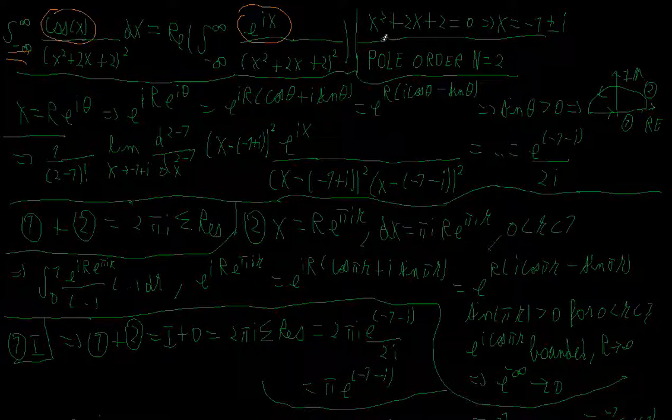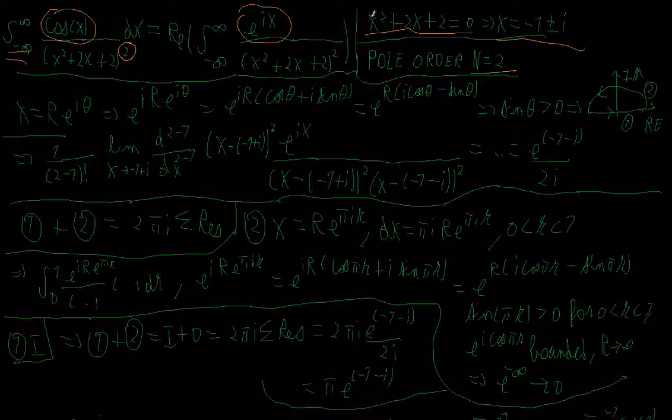Now I will find my poles as usual. So I will set the denominator equal to 0 and solve for x. And I get minus 1 plus or minus i. And you can also see that you have a pole of order 2. That means that the denominator is squared. Okay.